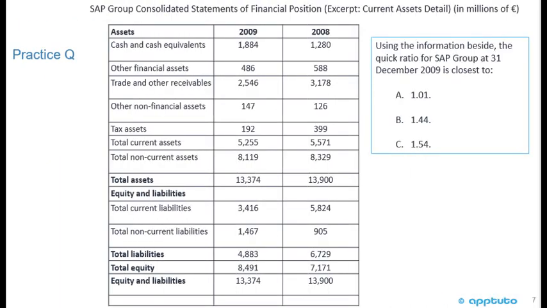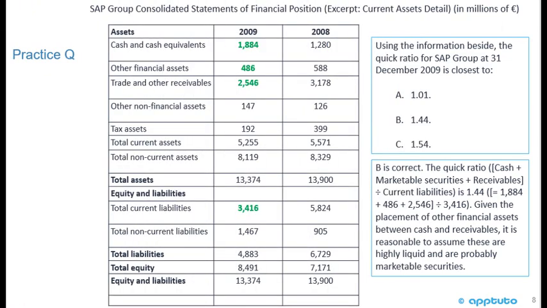So we're just going to finish this LOS with one last practice question. We have a table here with SAP Group Consolidated Statement of Financial Position, basically the balance sheet from 2008 to 2009. And the question is, using the information beside, the quick ratio for SAP Group at 31st December 2009 is closest to A, 1.01, B, 1.44, or C, 1.54. Okay, the correct answer is B.